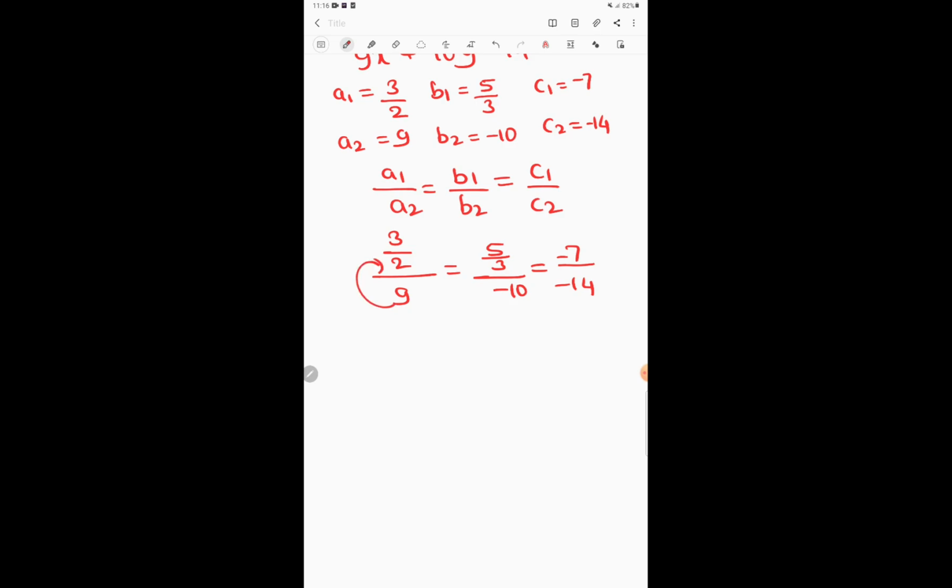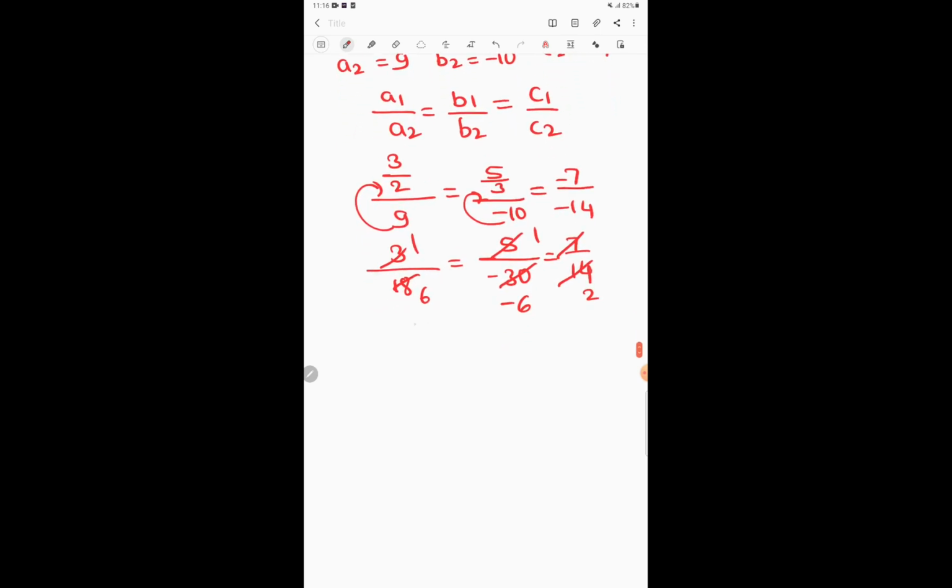Taking 9 this side, 3 by 9 2s is 18. 5 by 10 comes this side, 10 3s is minus 30. Minus minus plus, 7 by 14. 3 1s are 3, 6; 5 1s are 5, 6; 7 1s are 7, 2s. So 1 by 6 is equal to 1 by minus 6 is equal to 1 by 2. If you see here, both numbers are the same, but one is plus and one is minus. That's why the two are not equal.